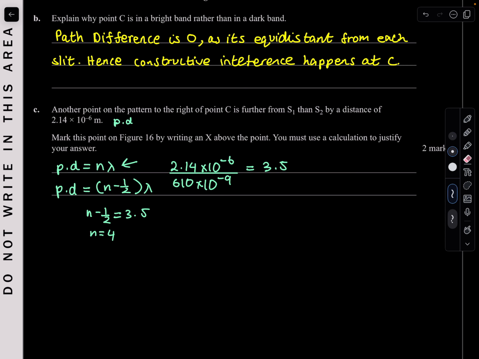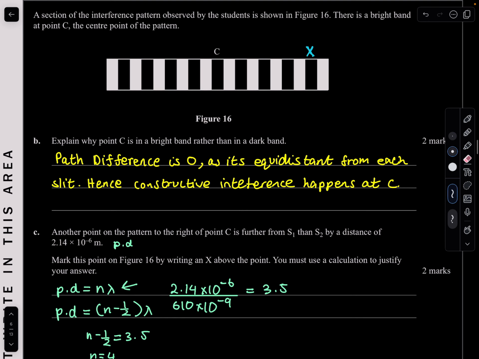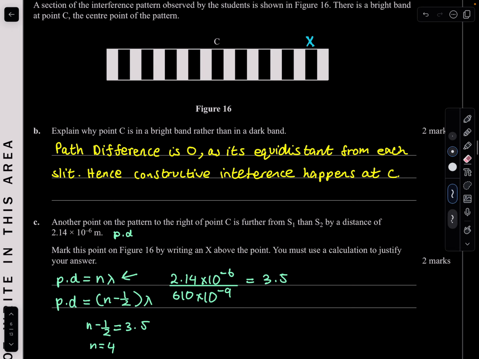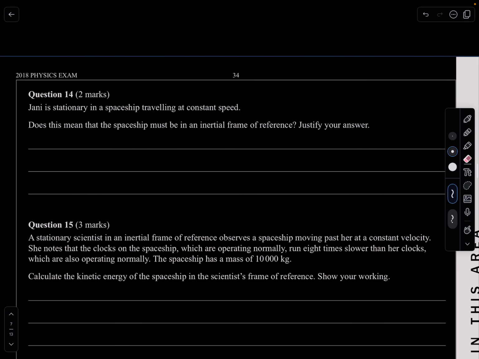That is it. We've labeled it. The question says mark the point on the figure by writing the X above, and you must use a calculator to justify your answer. We have justified our answer. Perfect. Question 14. Let's have a look at this.